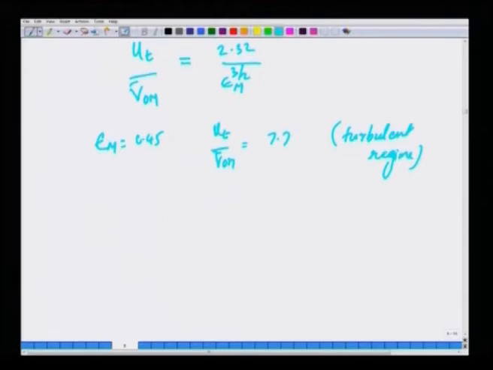Okay. Now, this is all I want to talk about fluidization. The next application I want to talk about is agitation and mixing of liquids.